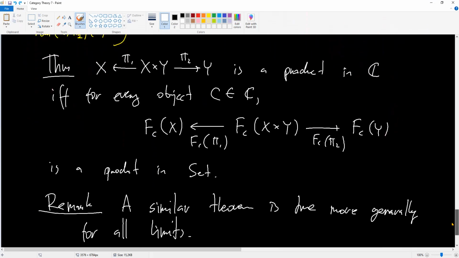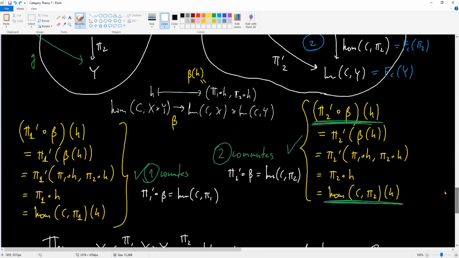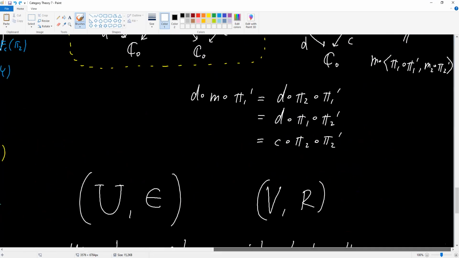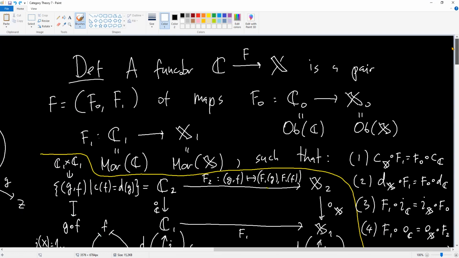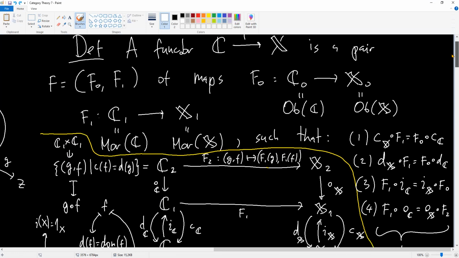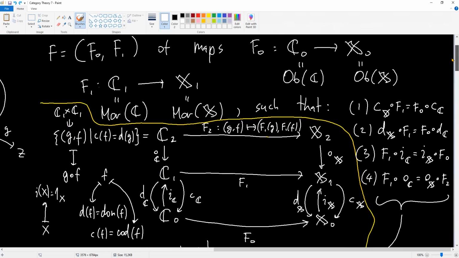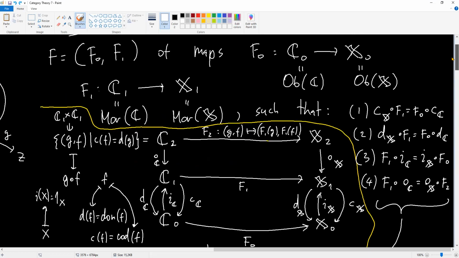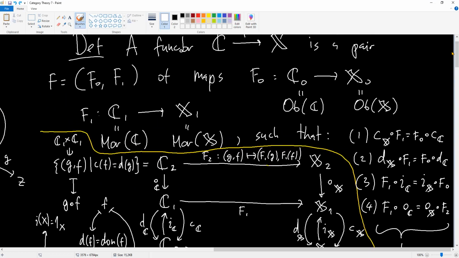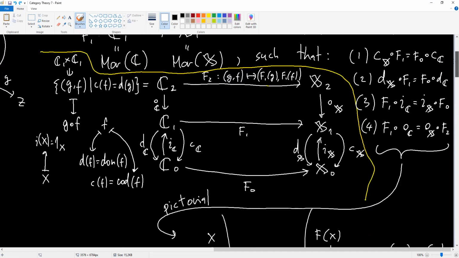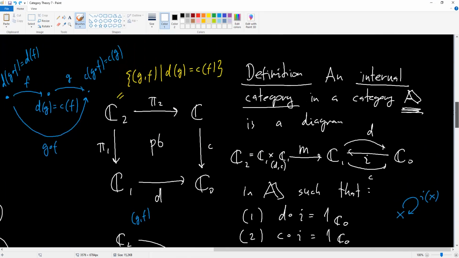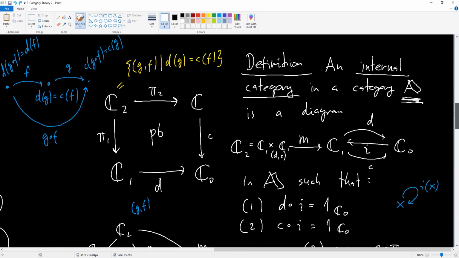And then we gave a definition for a general functor between any two categories, not necessarily C and sets, but any two categories C and X. And in doing so, we came up with a way of writing down what a category is diagrammatically, purely diagrammatically. And this kind of suggests that maybe we could define such a diagrammatic category inside any given category, not just the category of classes. And then we attempted to do that here by defining an internal category.